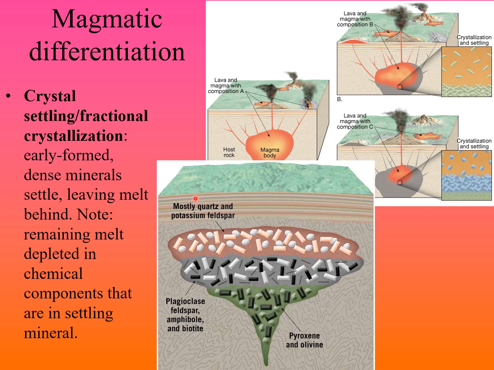And so as a result, once it's all completely cooled, if you were to drill down through this, you'd find pyroxenes and olivines at the very bottom, plagioclase, amphibole, and biotite in the middle, and then quartz and K-spar at the top.